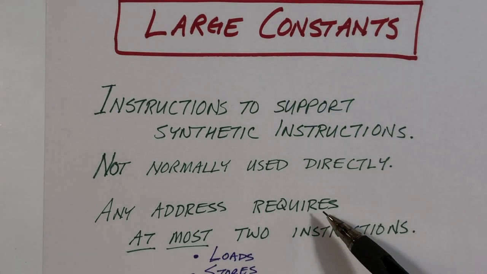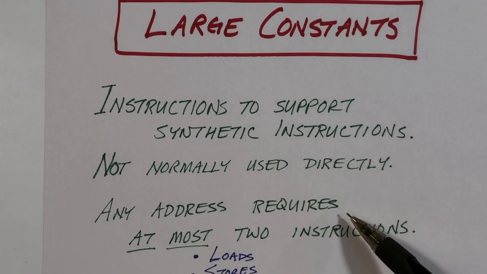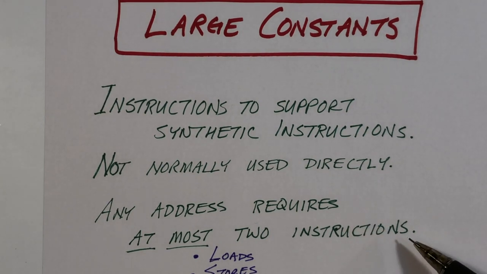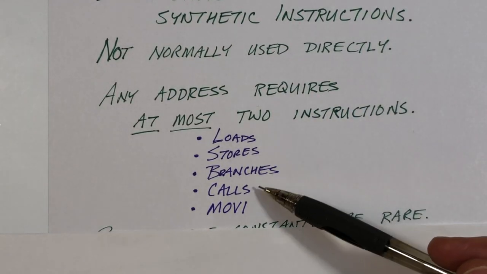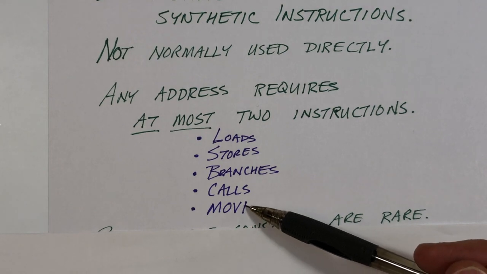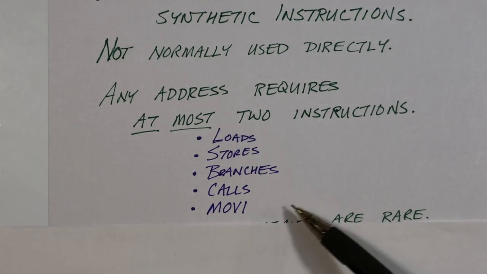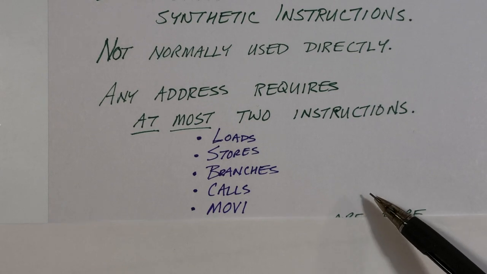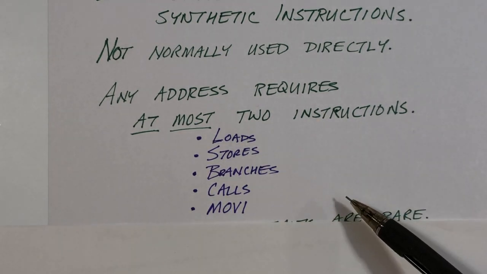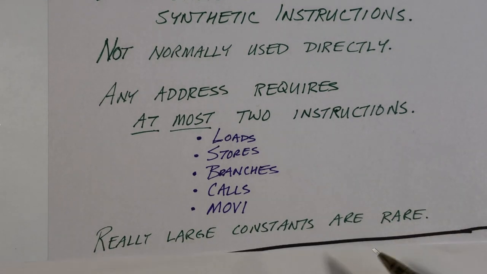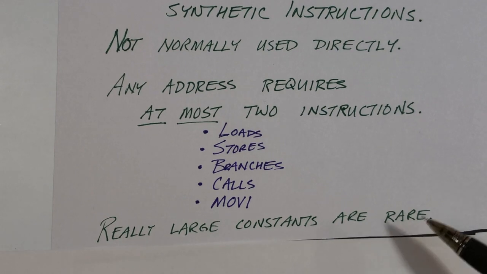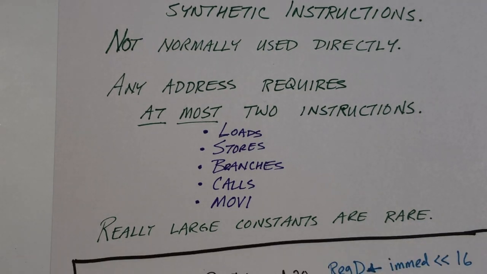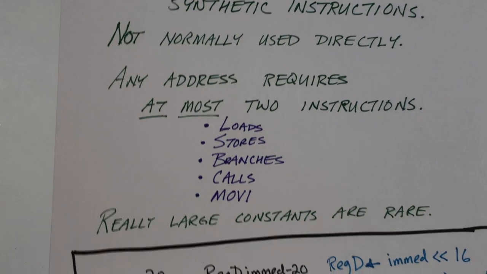Any address that occurs in the assembly language program can be done with at most 2 instructions. So all of the load instructions, store instructions, all of the branches, the calls, and move I, the move immediate, where the value is a constant address. These can all be done with at most 2 machine instructions. In fact, most everything can be done with 1 or 2 instructions. But occasionally there will be constants that are extremely large and will require additional instructions.